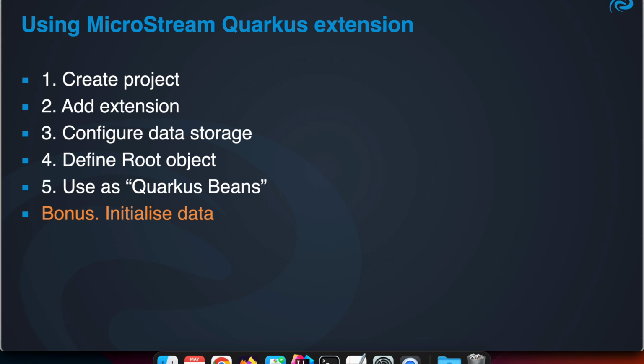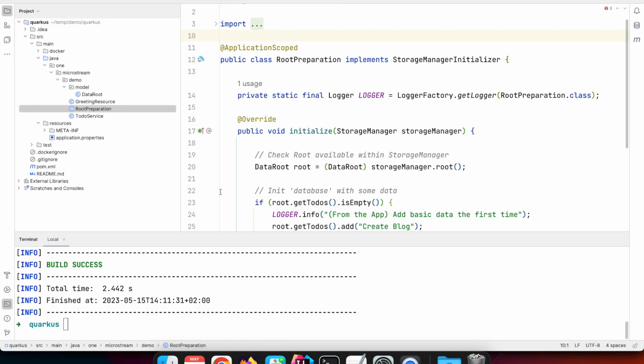There is maybe one additional thing that I can tell in this short video, which is how you can initialize data, because we have some additional support for that integrated within the extension, which is not available by default in the core functionality of Microstream, where you can do it in a programmatic way. So the first time you start up your application, your data storage will be empty. There will be no to-dos. So how can you initialize that data for the first time?